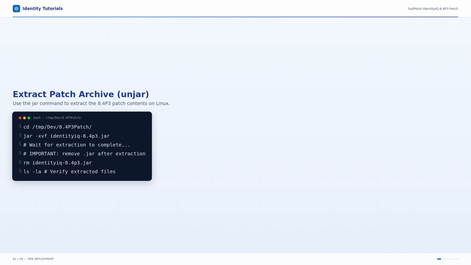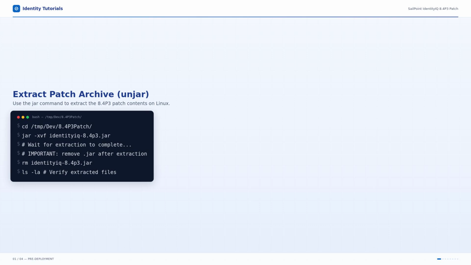Next, unjar the patch file. Navigate to /temp/dev/8.4P2 patch and run jar -xvf IdentityIQ-8.4P3.jar. After extraction, remove the original jar file from this folder.